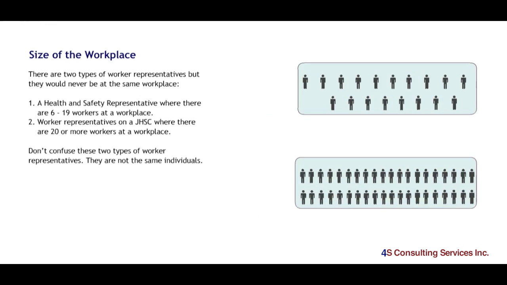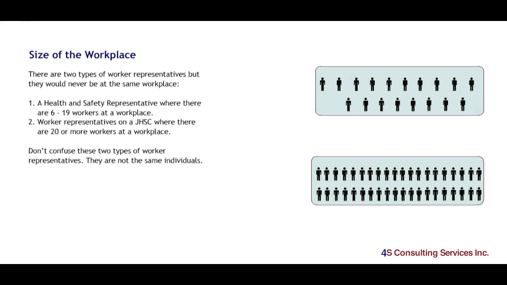Size of the workplace. There are 2 types of worker representatives, but they would never be at the same workplace. 1. A health and safety representative where there are 6 to 19 workers at a workplace. 2. Worker representatives on a JHSC where there are 20 or more workers at a workplace. Don't confuse these 2 types of worker representatives. They are not the same individuals.